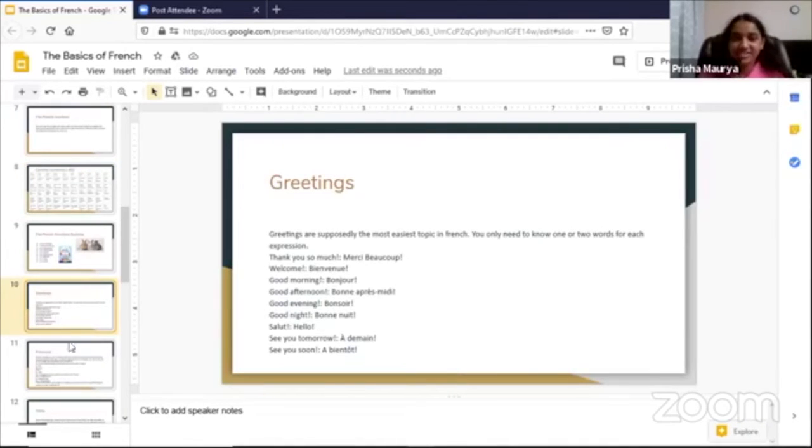Now, greetings are supposed to be the easiest topic in French. So all you have to do is say thank you so much. You can just write them down. I'm only going to teach pronunciation for this, because there are some patterns in this. Thank you means merci, but if you write so much, you have to add beaucoup. Beaucoup means so much. You can add them as adverbs into words.